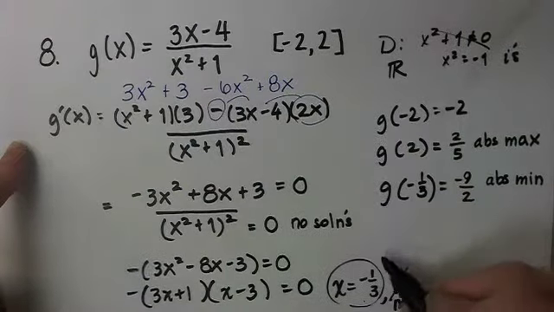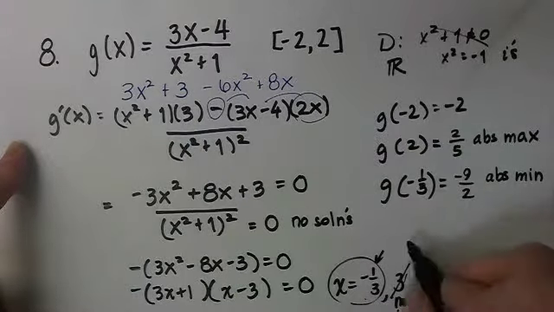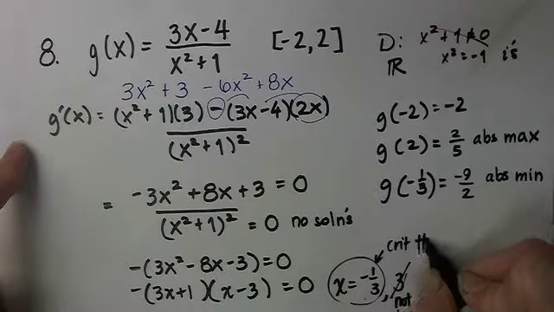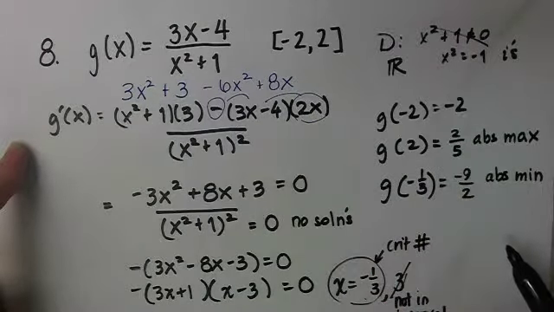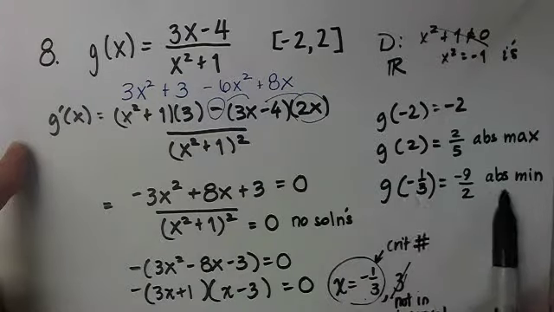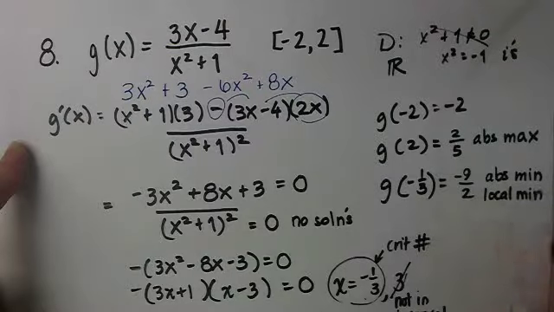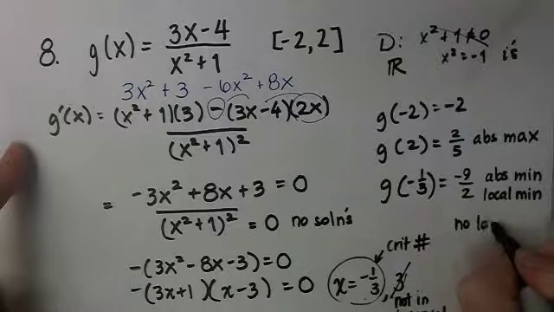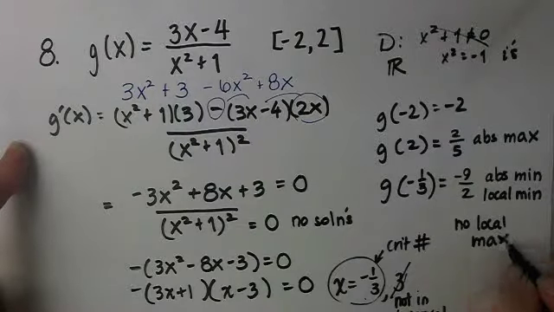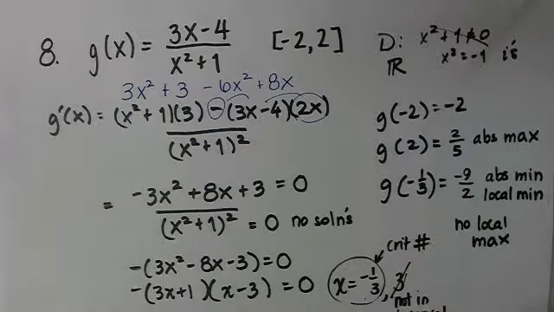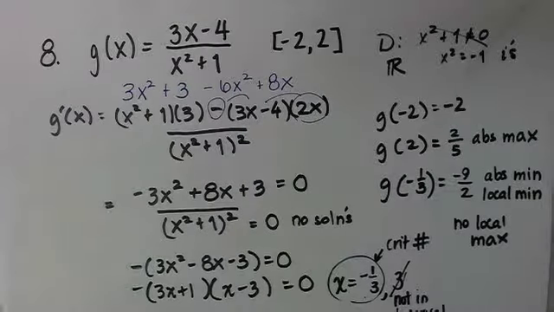Local maxes and mins can only occur at critical numbers, not at endpoints. So since this is our only critical number, this absolute min is also a local min. But since the absolute max is at an endpoint, our conclusion is that there is no local max. So absolute max of 2/5, absolute min of negative 9/2, local min is also at the absolute minimum point, and then there is no local maximum.